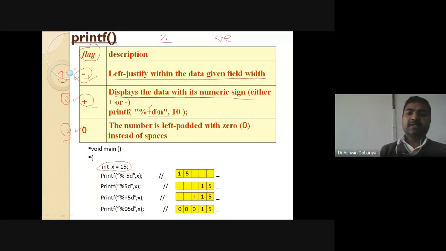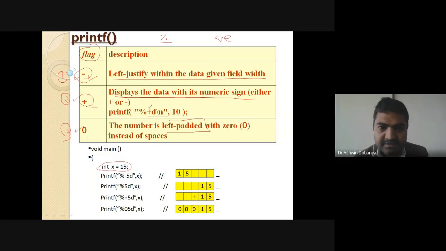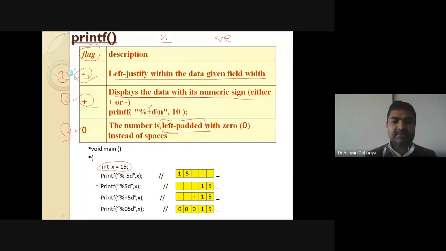See, the number is left padded. That part is very important. See here, these things we discussed. Here the value of the variable is 15. If you use minus 5, then the total width is 5, and minus means left alignment. The data will be displayed left aligned, and after that 3 spaces will display and the cursor is blinking over here. If you mention positive, then the data will be displayed right aligned. Now see the difference between these 2.